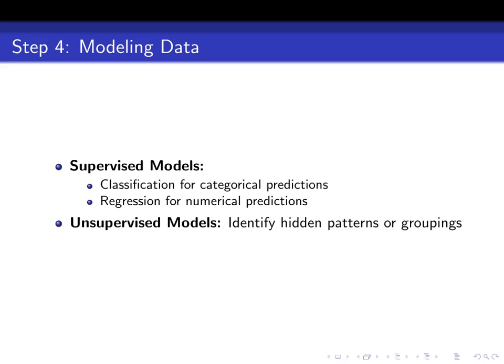In step 4, modeling data, we discuss both supervised and unsupervised approaches. Supervised models include classification for predicting categories or regression for numerical outputs. Unsupervised models, on the other hand, identify hidden patterns or groupings within the data without predefined labels.